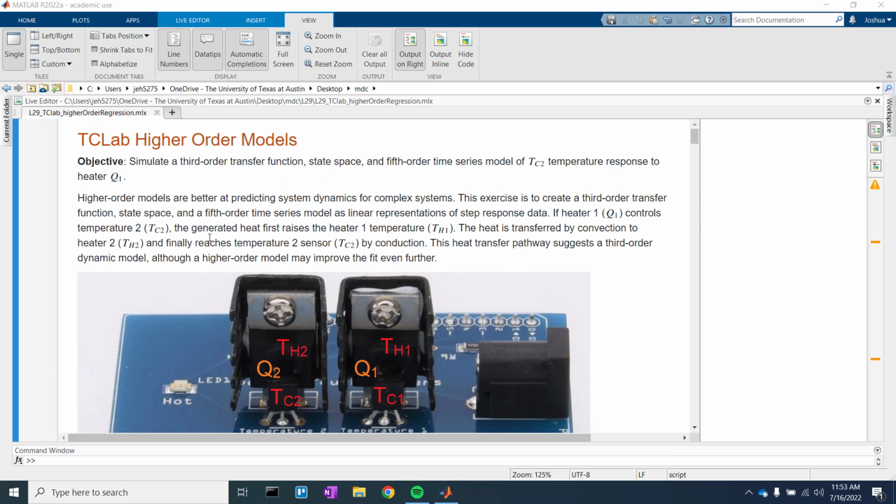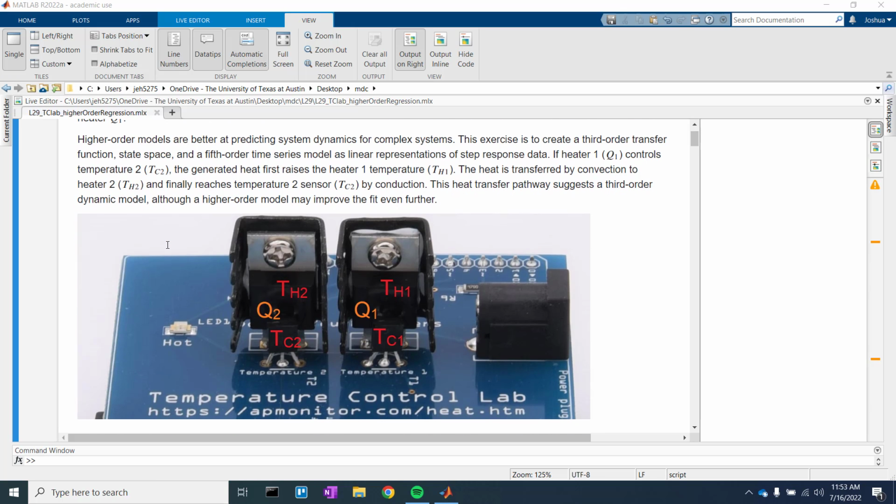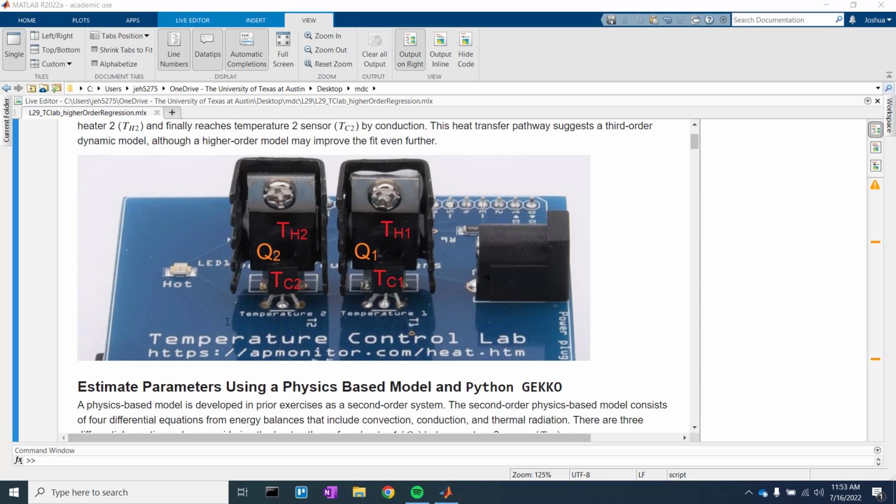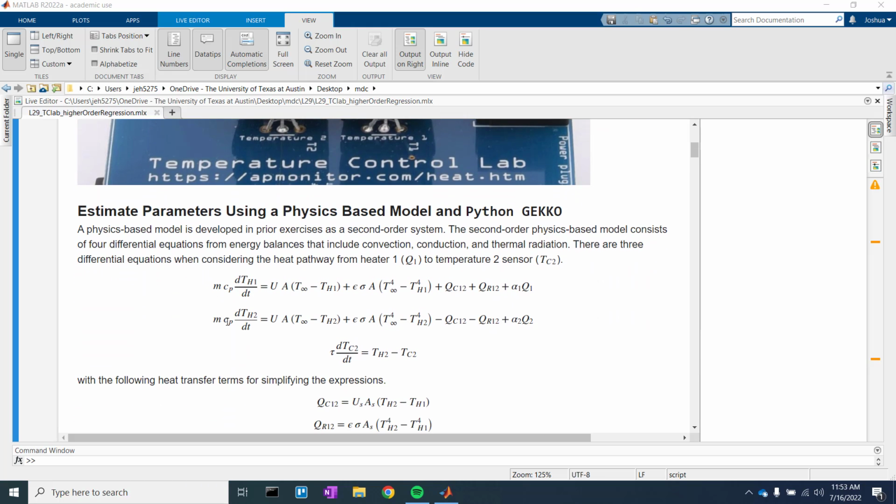Alright, let's discuss higher order models with a temperature control lab. Here we have this model we've discussed where we have our heaters, but we also have a model for our sensor as well as our heater temperatures. And we look at how that works. We've discussed state space models before. Here we have our three differential equations.